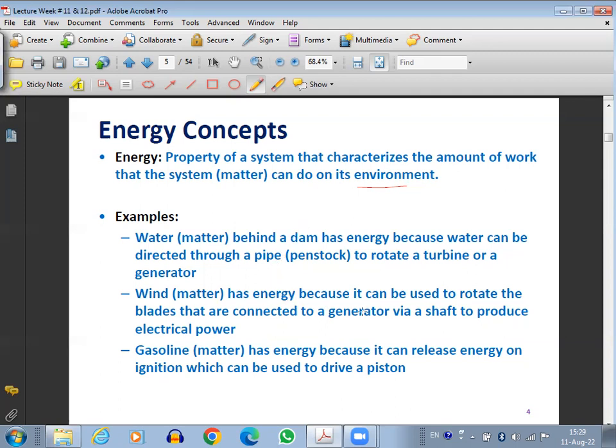Wind has energy because it can be used to rotate the blades that are connected to a generator via a shaft to produce electric power. Then we have gasoline. Gasoline is petrol. It's also in fluid form, although we don't directly use the fluid power of the gasoline. Rather, we combust it and make it release its energy due to ignition or the combustion process. So anyway, these are some of the fluids which we use for providing energy, for generating power.